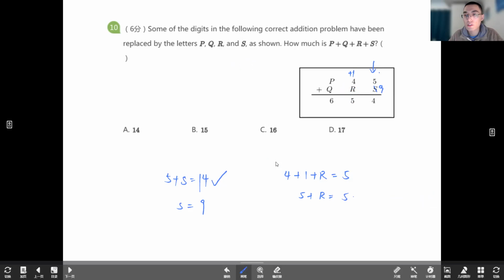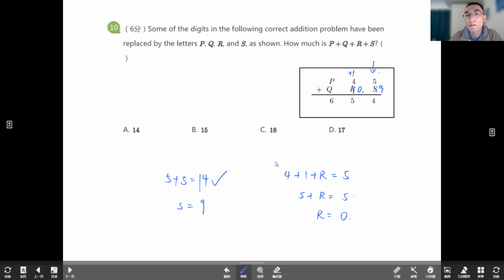So 5 plus r is just 5, and 5 only. That means r equals 5 minus 5. R is just 0. Okay. And then finally, this is the only tricky part for this question. We have p plus q equals 6, but we cannot determine what is the exact value for p or q. But on second thought, we don't have to, right?